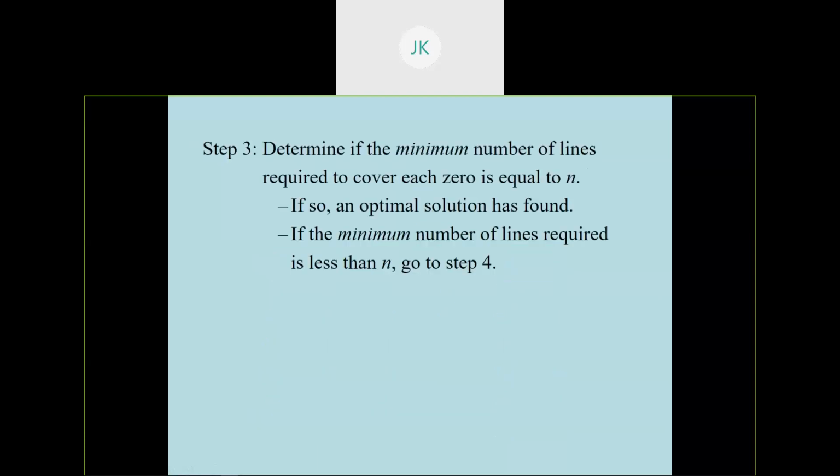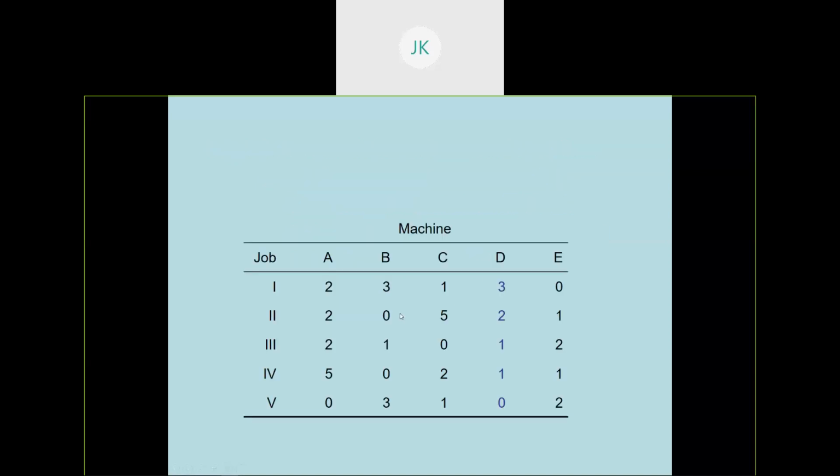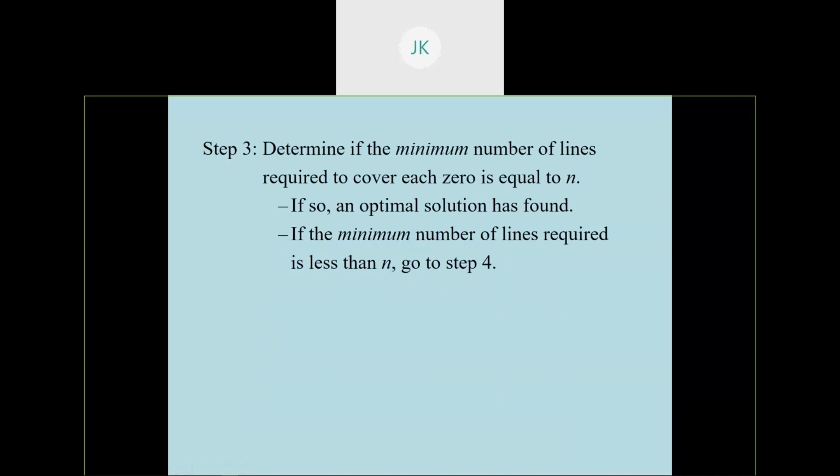And next step, determine if the minimum number of lines required to cover each 0 is equal to n. If so, that means the number of lines is the same number. In this example, there are 5, 1, 2, 3, 4, 5. So if the minimum number of lines to cover all 0 is 5, then we can find the optimal solution. But if the minimum number of lines is not 5, less than 5, then we need another step.